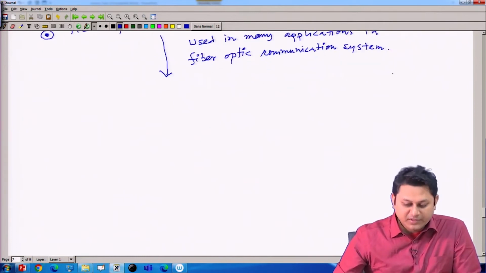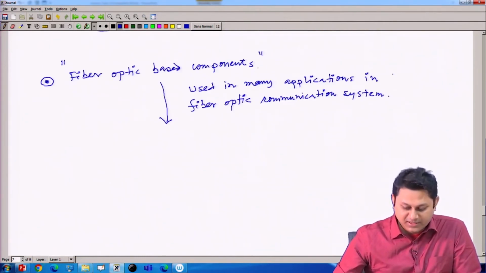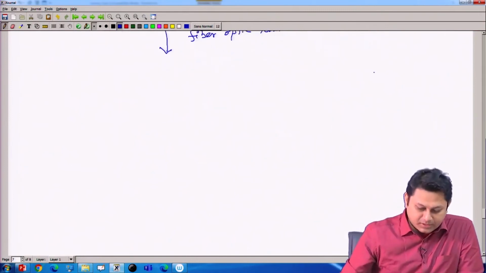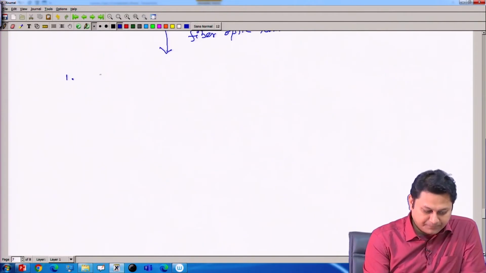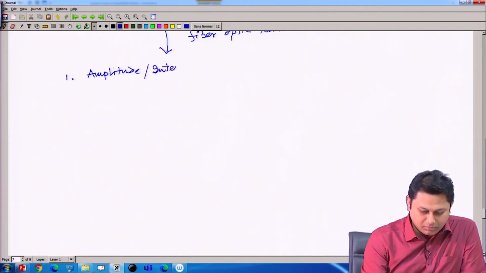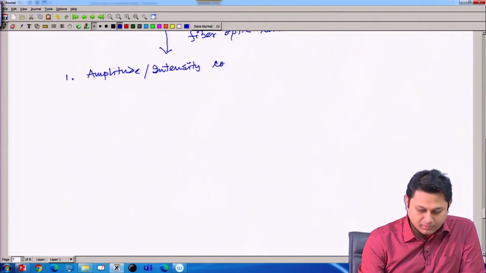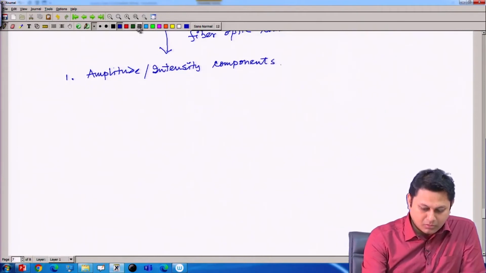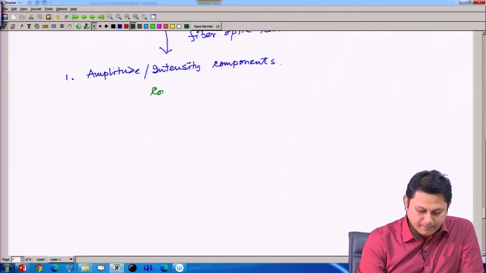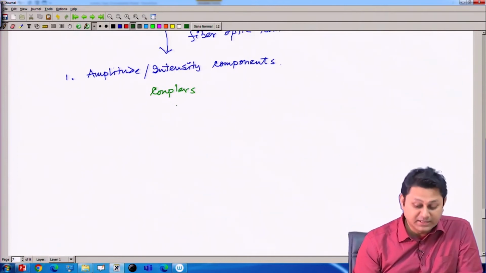So, there are many fiber-based components that are used in a fiber optic based communication system. For example, amplitude or intensity components. What are these? Like coupler, very important. We are going to study this coupler in this course in detail.